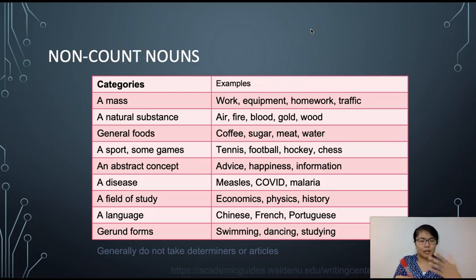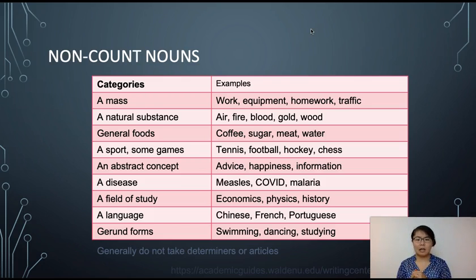You can read through the categories on your own. This is not an exhaustive list, but it's meant to give you ideas of the types of categories that count as non-count nouns. Like Chinese is a noun, it is a language, it is a culture, but it's really hard to quantify or count that. And these can also be adjectives, like she's a Chinese woman, that's me.